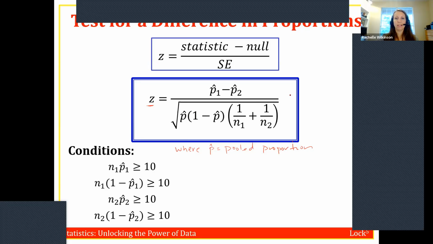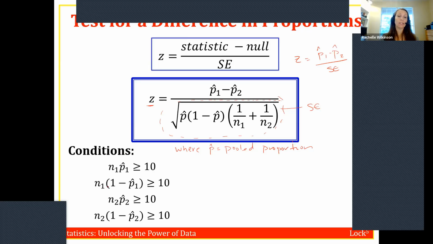All right, and we're going to find that this whole part down here in the denominator is our standard error. And we can actually use that standard error calculator to help us figure out the standard error on this one too. So when you use the standard error calculator, then your Z is just going to be equal to P hat 1 minus P hat 2 divided by the standard error. Look how much simpler it becomes when somebody's doing the dirty work of calculating that standard error for us.